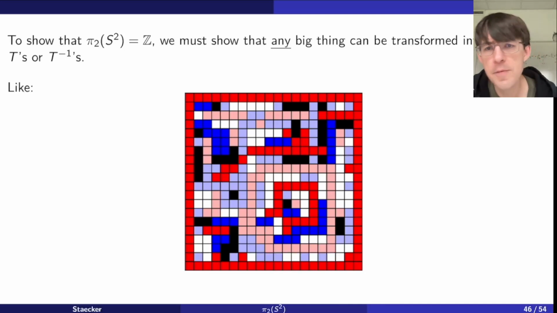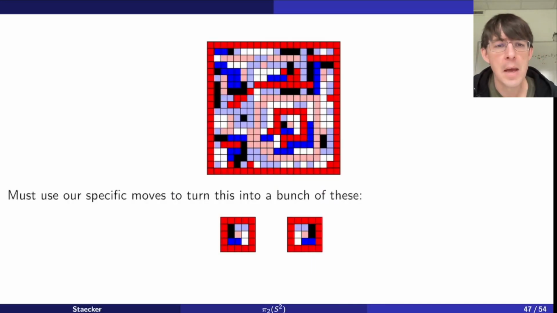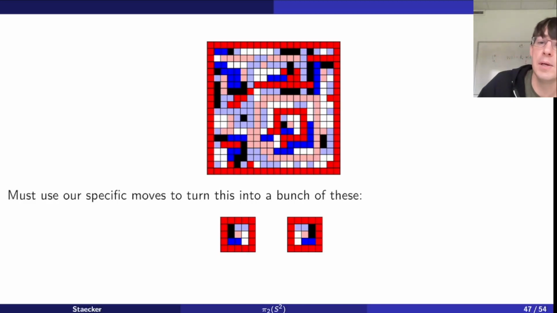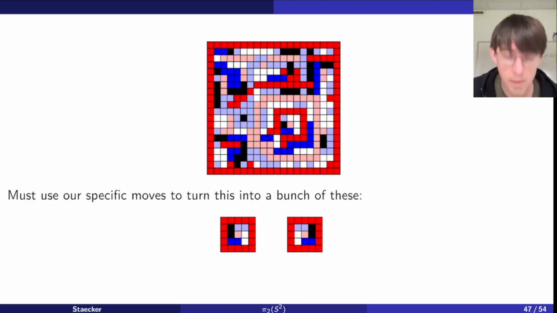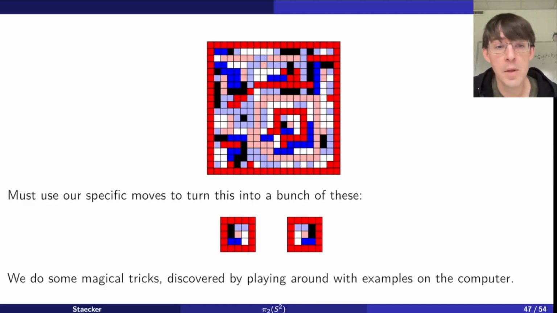All right, so if this is what we start with, we must use our specific moves to turn this wild thing into just a bunch of those. And if that's possible, then we will have proven that the group is isomorphic to Z. All right? It turns out it is possible. We're going to do some sort of magical tricks here.